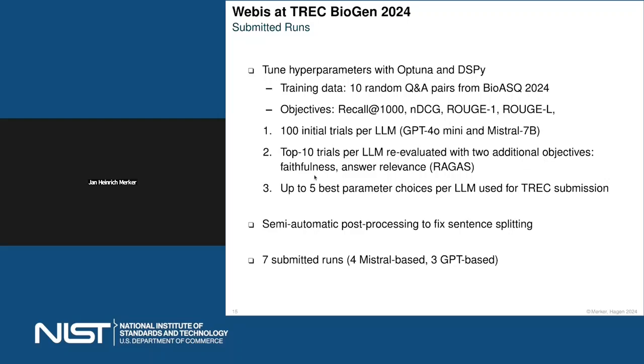Afterwards, we just semi-automatically post-processed the outputs to fix some sentence splitting issues. I think there was something in the chat also regarding this, and we just wanted to fix it before we submitted the runs. So we have 7 runs in total, 4 Mistral-based and 3 GPT-based.